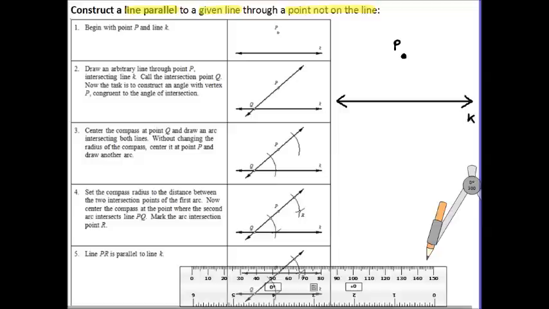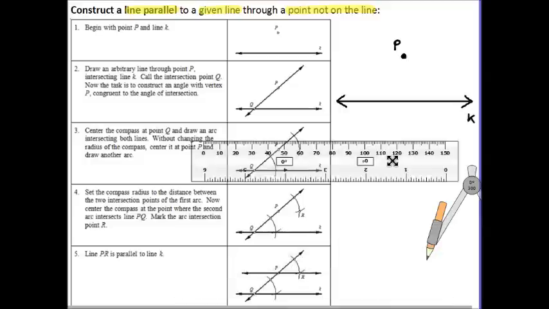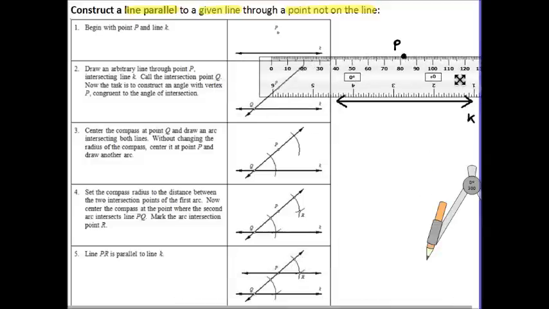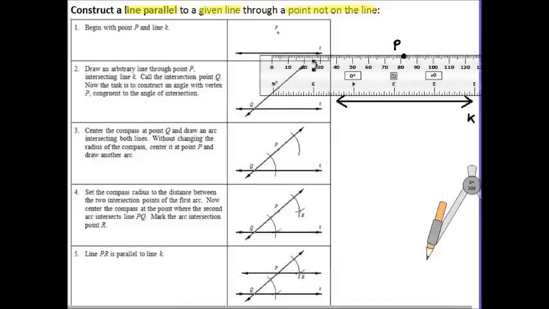All right, we start off with a given line K and a given point P. And now the first thing we need to do is we draw a random line, an arbitrary line that goes through the point P and intersects with our line K somewhere. It can be anywhere we want, okay?